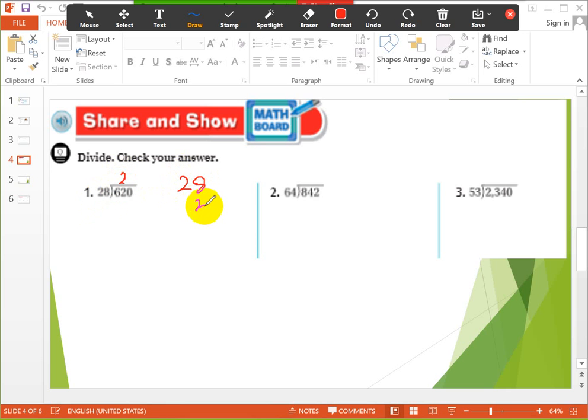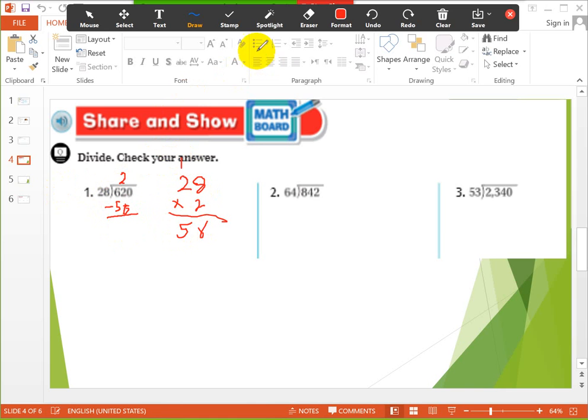2 multiply 28. Okay, now 2 multiply 8 equals 16. So it will be 6 here and 1 above the tens. 2 multiply 2 equals 4 plus 1 equals 5. So the first number will be 56. Okay, now I will subtract.